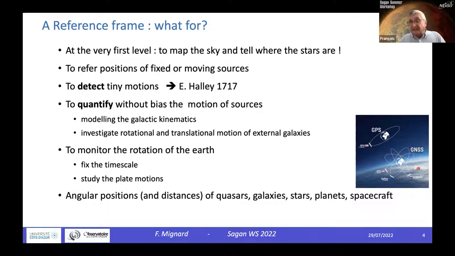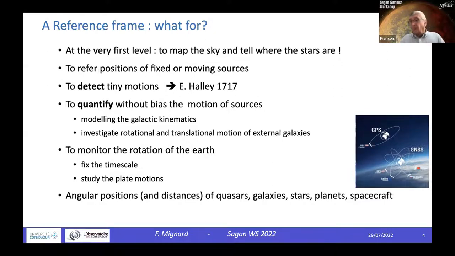You need to detect tiny motion, not only of planets or asteroids, but just the motion of the stars, which is very small, so small that until the 18th century, stars were considered as fixed directions. And then Halley showed that probably this was not true. And that was proved by observation during the 18th century. You need a reference frame to quantify this motion very nicely in the plane of the sky, or along the line of sight with spectroscopy.